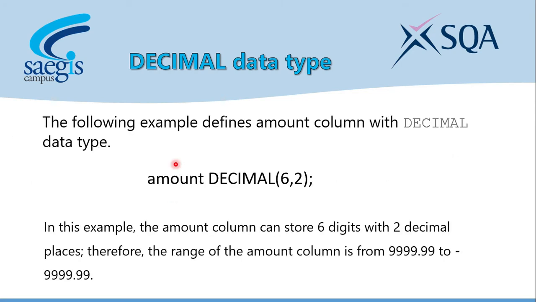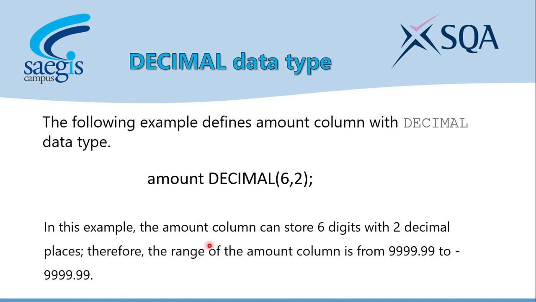For example, in this statement we defined the field amount in the decimal data type, and this field has 6 significant digits and 2 decimal places. So how many integer digits can this field have? To get the number of integer digits, we deduct 2 from 6, that is, decimal places from significant digits. So for this amount we can have 4 integer digits and 2 decimal places.